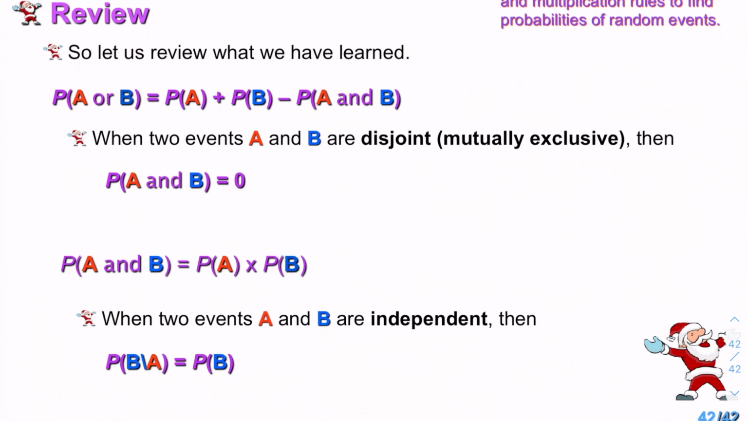So let's just review. We've learned that A or B is the probability of A plus the probability of B minus the overlap. When two events are disjoint, we say mutually exclusive, then the probability of A and B is 0, aka we have no overlap. If two things are independent, the probability of A and B happening is just the multiplication of the two. When two events are independent, then the probability of B given A is equal to the probability of B.